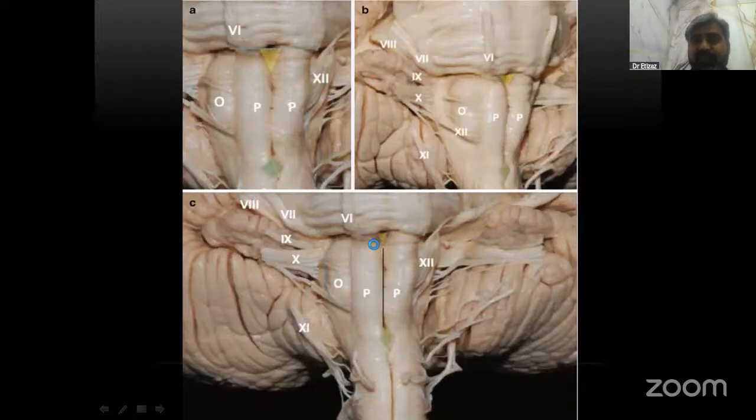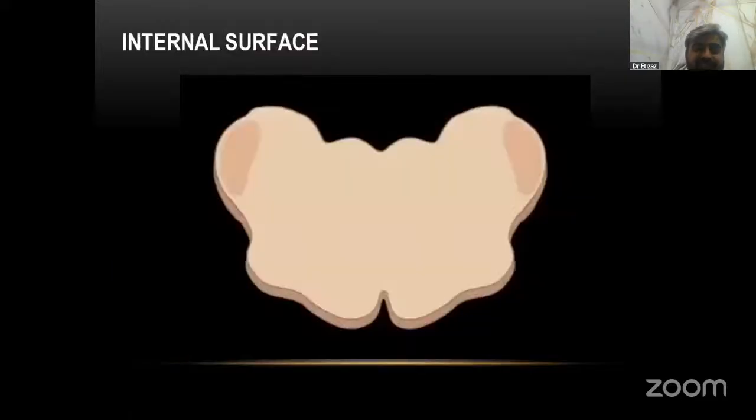This is the same anatomy, just for revision purposes. This is the pyramid. You can see the anterior or ventral surface of the medulla oblongata, pyramid, olive. This is the 12th nerve, 9th, 10th, 11th nerve. These are different structures we can see here. This is the cadaveric picture. So this is the internal surface.